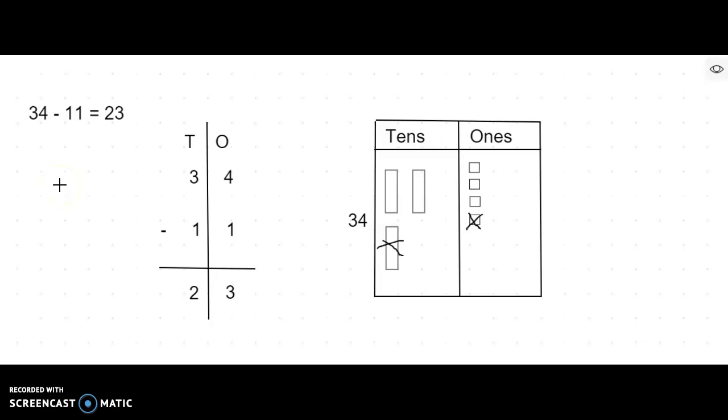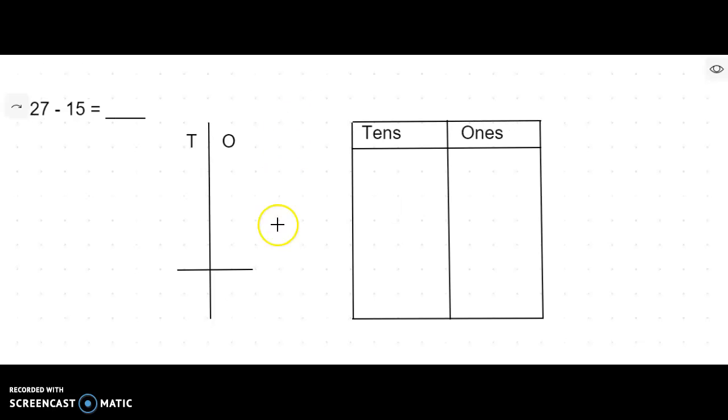You guys did really well, and we're going to keep practicing using these strategies to do subtraction. Our challenge problem for today is 27, take away 15, and we'll go over that tomorrow.